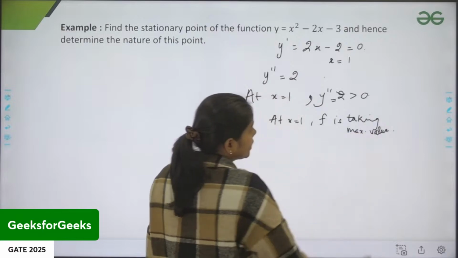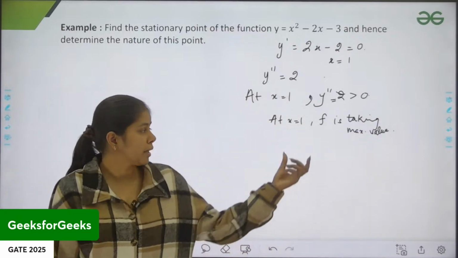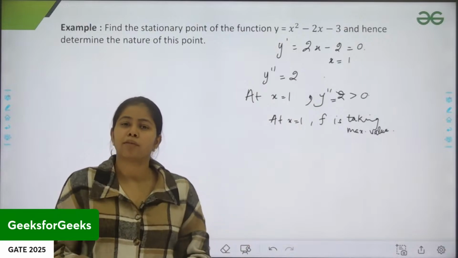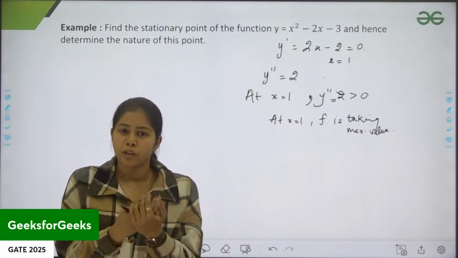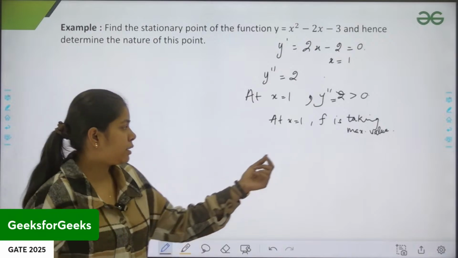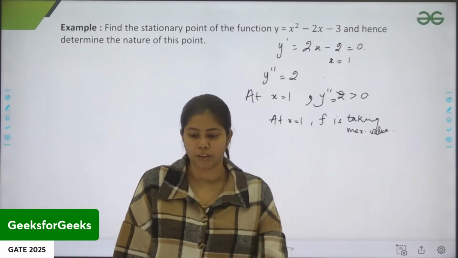Guys, as you can see here, I'm getting only one critical point, and at that point I'm getting a maximum value. So I do not have to write that it is a local maximum because I'm getting a single value. So there would be a maximum value at this point. Global maxima would be the same here because I'm getting only one critical point here.